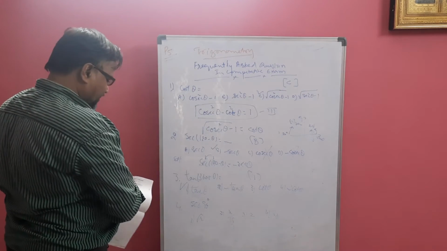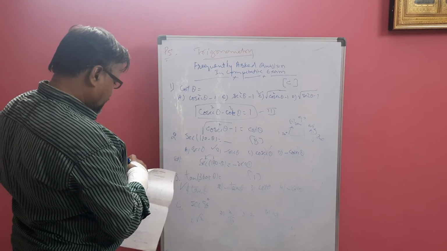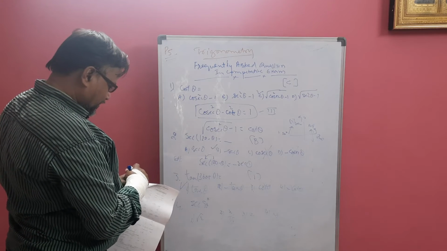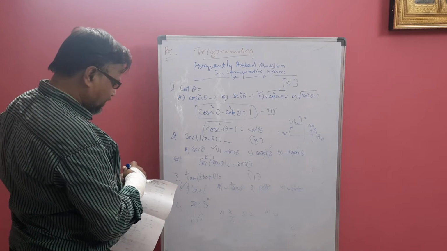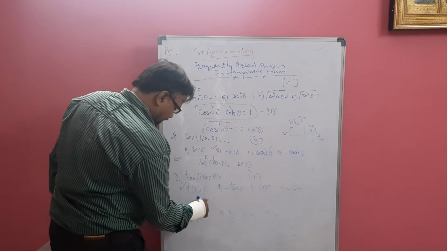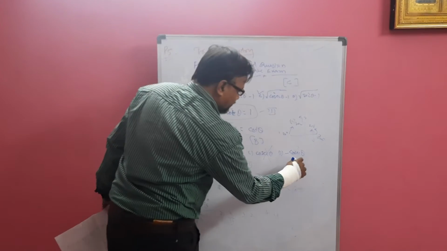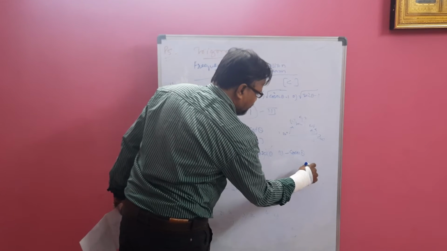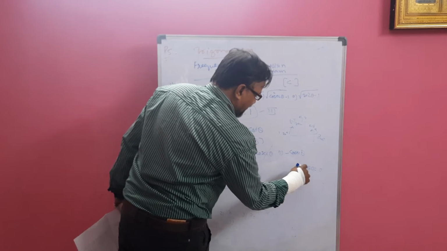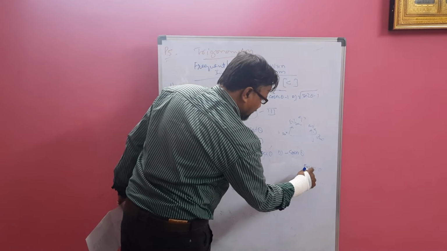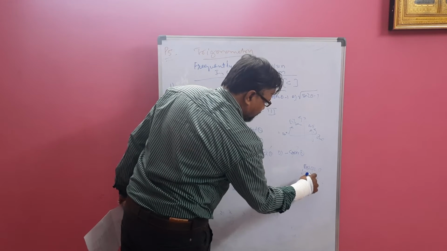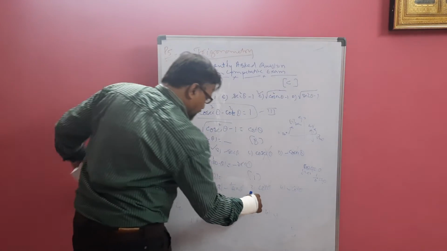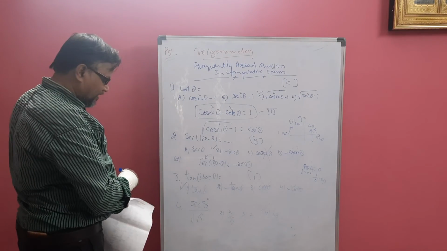Now sec 90 is what? If you know cos 90, sec 90 is the reciprocal of cos. Cos 90 is what? 0. Sec 90 is the reciprocal of 0, meaning 1 by that, infinity. Where is that? Fourth bit. So simply we can find that one.